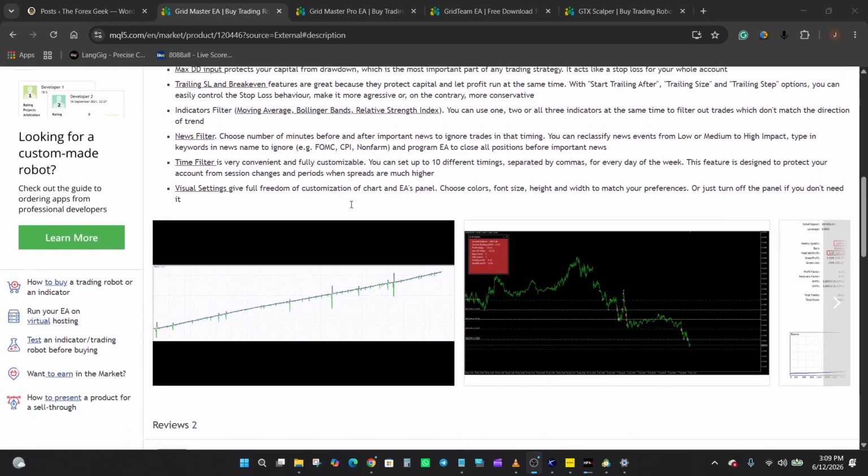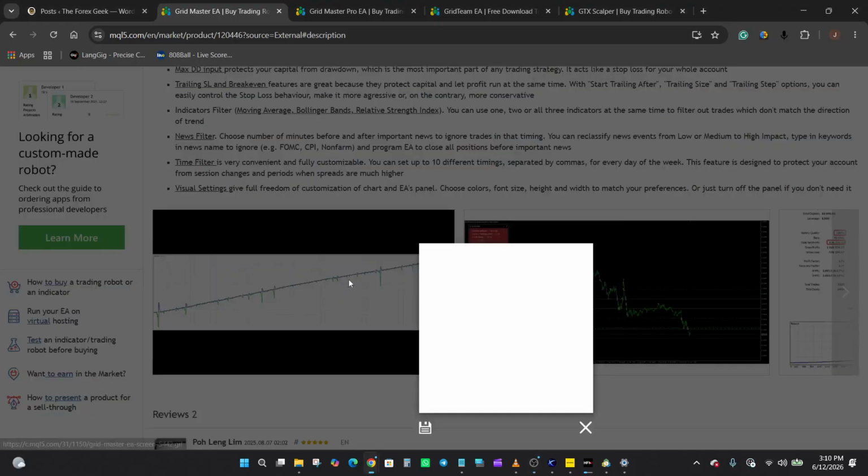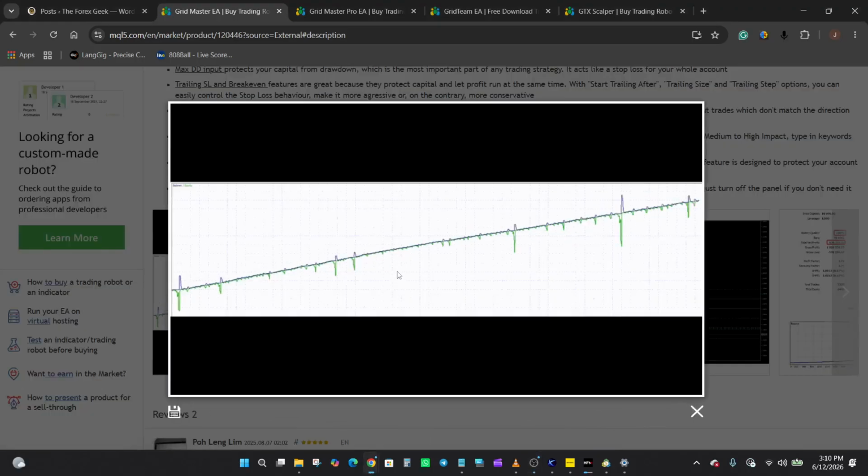Okay, so based on the strategy description provided by the developer, the EA begins by opening an initial position according to the selected trading direction and entry conditions. If the market continues moving away from that position, additional orders may be added according to the configured grid settings. The basket is then closed when the predefined take profit target is reached, after which a new trading cycle can begin.